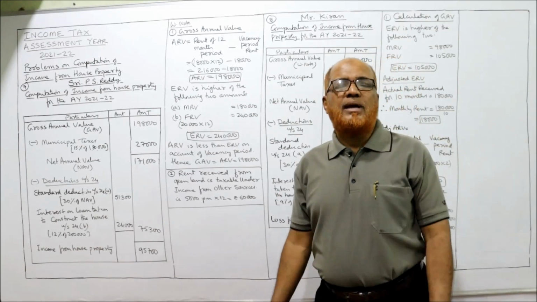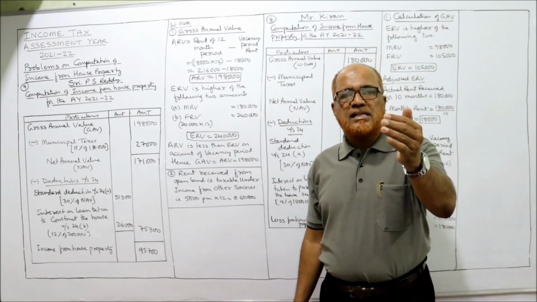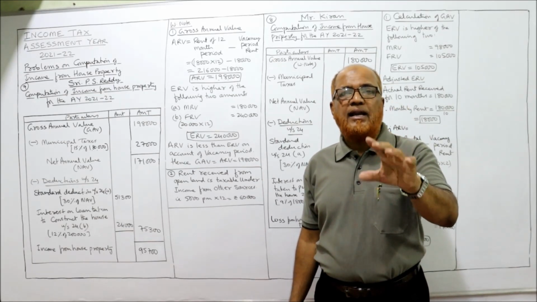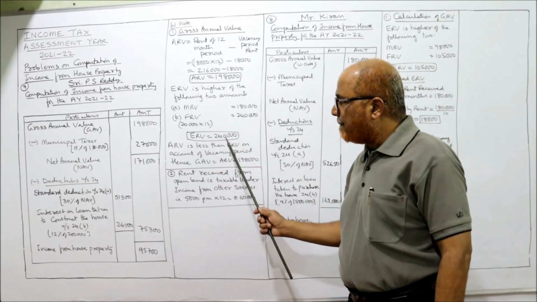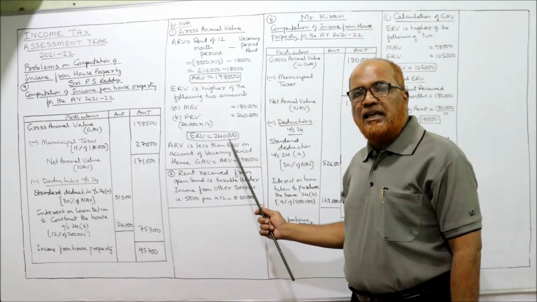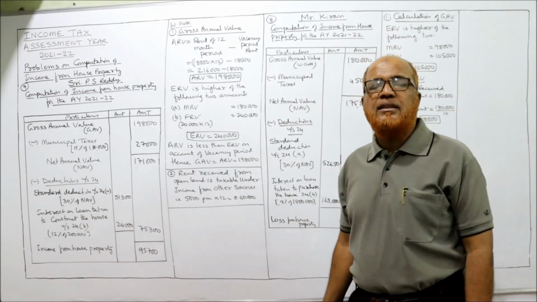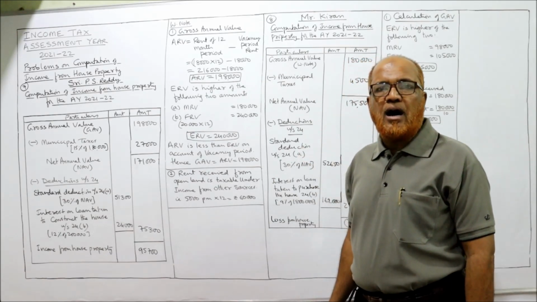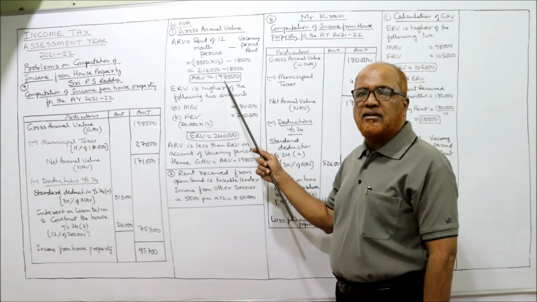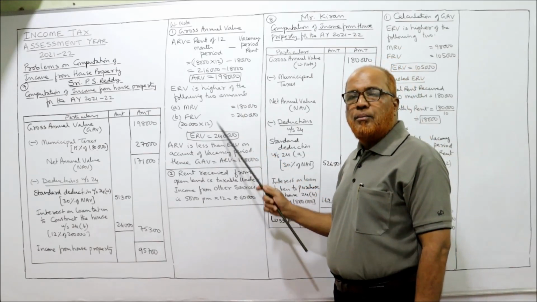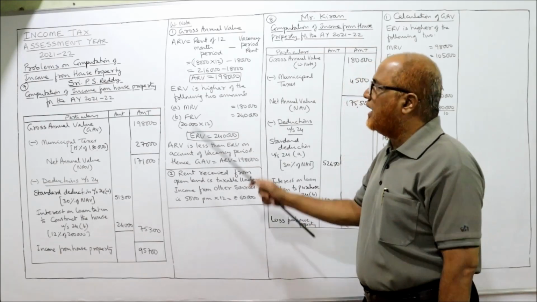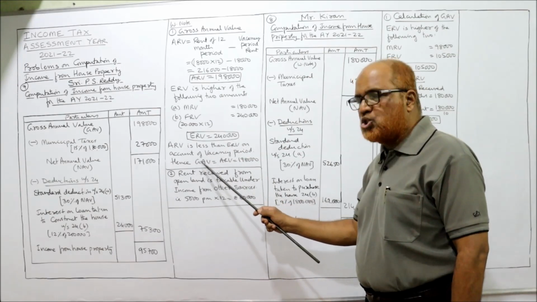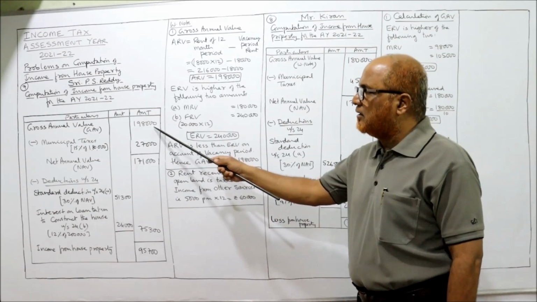So there is a provision in Income Tax Act. If the ARV is less than ERV due to vacancy period, in that case, GAV is equal to ARV. So how much is ARV? 1,98,000. Should not take 2,40,000, because 1,98,000 is less on account of vacancy period. So here ARV is less than ERV on account of vacancy period. So GAV is equal to ARV, 1,98,000.